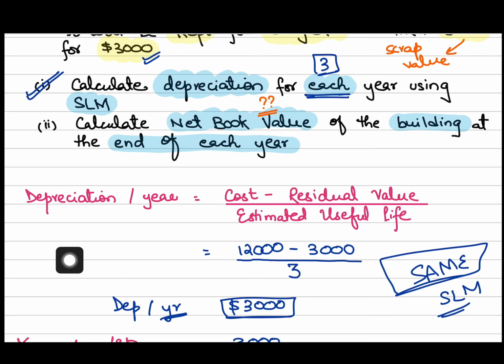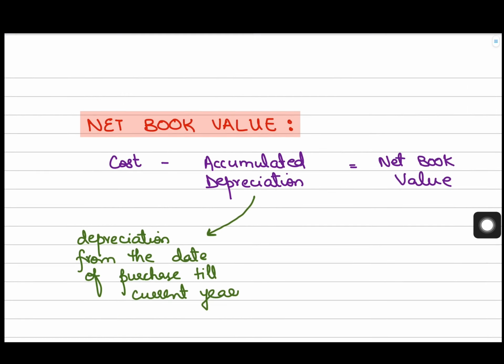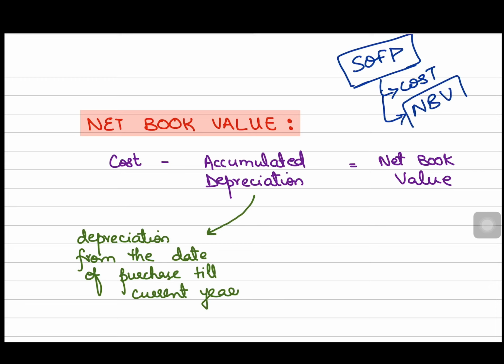Now the second requirement says to calculate the net book value. Now what is net book value? Net book value is very easy. What is net book value actually? Net book value is the value of the non-current asset that is shown in the final accounts, or let's say in the statement of financial position of your business. In the statement of financial position, both the values are shown, that is the cost of the non-current asset as well as its net book value. But net book value is used to calculate the final value of your non-current assets.